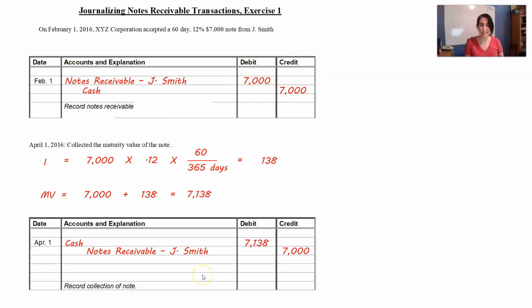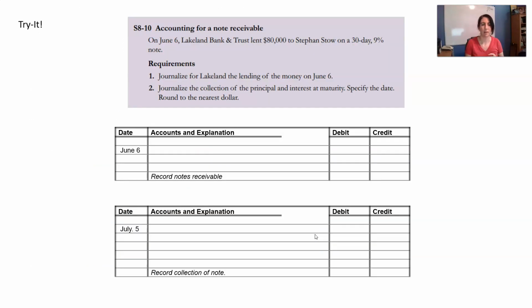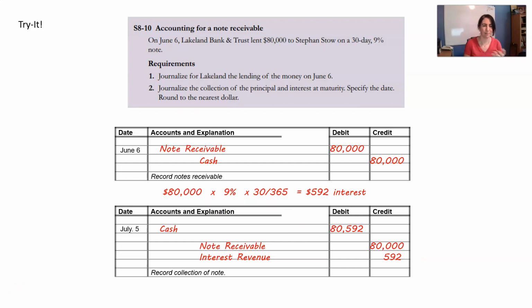And that last piece, that $138 of interest, is interest revenue, okay, which falls into that kind of other income category on the income statement. All right, so we're going to try this, and here's your solution. Hopefully you got it.